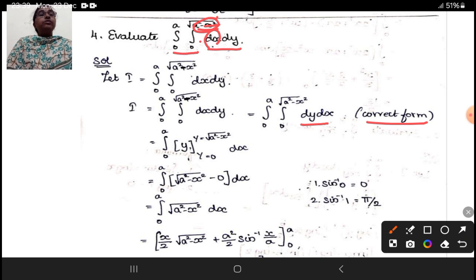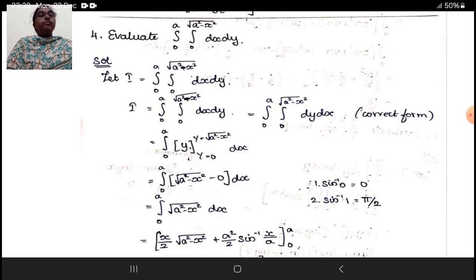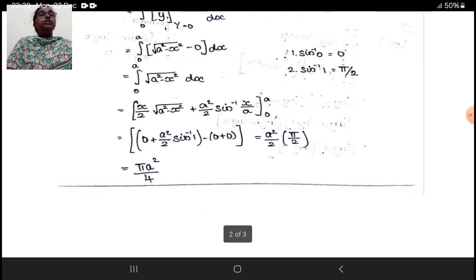First, the integration is with respect to y. Integrating dy gives y with the limit y equal to 0 to y equal to root of a square minus x square, and applying the upper limit minus lower limit, we get only the term integral from 0 to a of root of a square minus x square into dx. So directly we can apply the formula for this term.